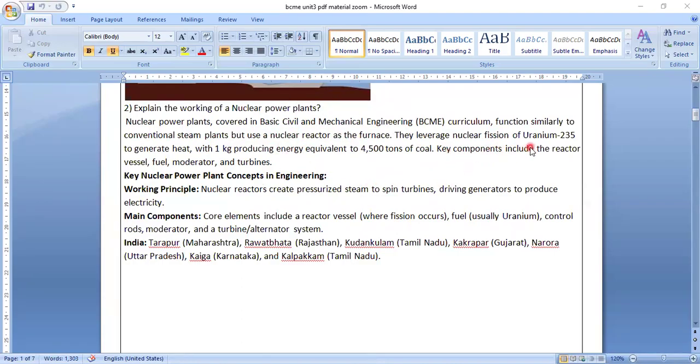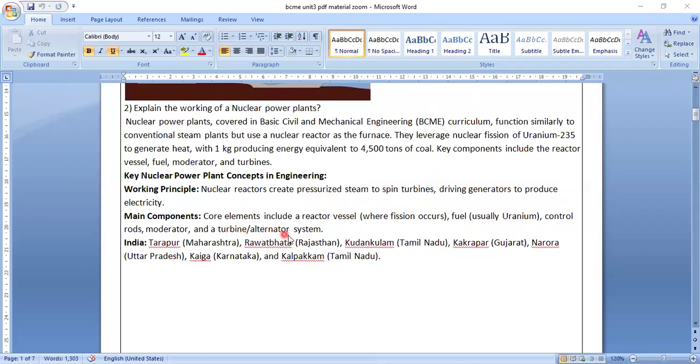Nuclear fission of uranium, U-235 or U-238, can be used here, which generates heat. 1 kg of uranium produces energy equivalent to 4,500 tons of coal. So this much energy is generated. The key components are the reactor vessel, fuel, moderator, and turbines. How does it work? Working principle: the nuclear reactor creates pressurized steam to spin the turbines. You have to rotate the turbines in the power plant. That is the main concept, which generates the electricity.